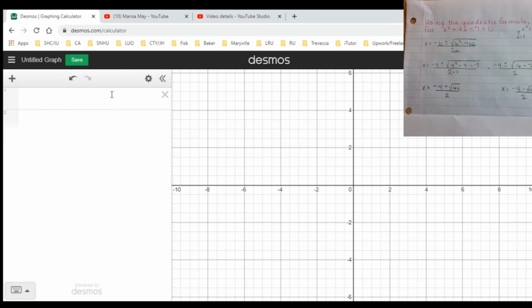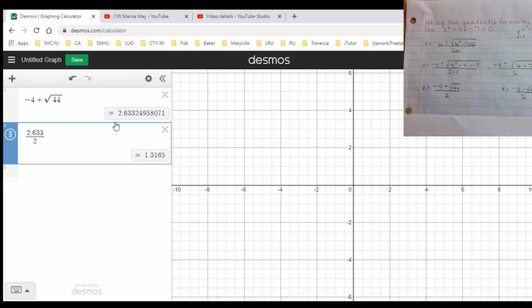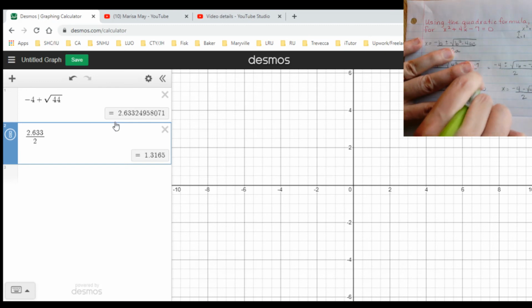So I'm going to put that here. And I'm going to first of all type in negative 4 plus, and then to do square root, it's SQRT 44. And then I've got to tell it that I want to divide that by 2. So I'm going to type 2.633, divide by 2. And that will be my first value, which is 1.316. Let's just round it to 7.